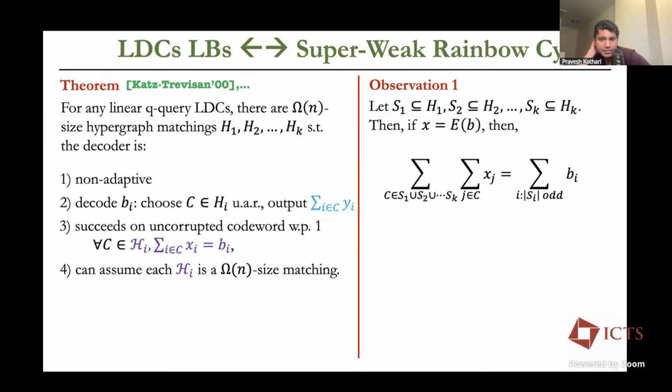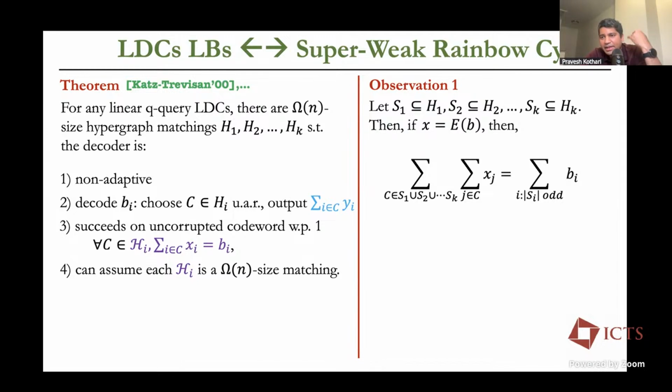If I add up the bits in any C which lies in, let's say, S1, then by the decoding guarantee, I know that the sum of these corresponding bits must be b1. So for every C in S1, the sum of the corresponding bits in X is b1. On the left hand side, you have |S1| copies of b1 being added together. But because I'm adding modulo 2, the sum is simply a function of whether the size of S1 is odd or even. In particular, if S1 has an even number of hyperedges, then the sum is 0. Otherwise, it is really b1.